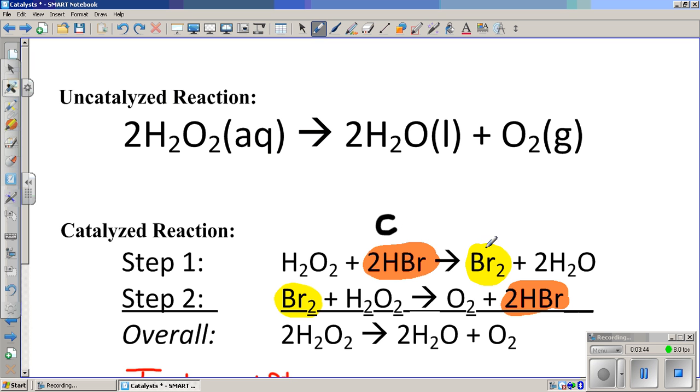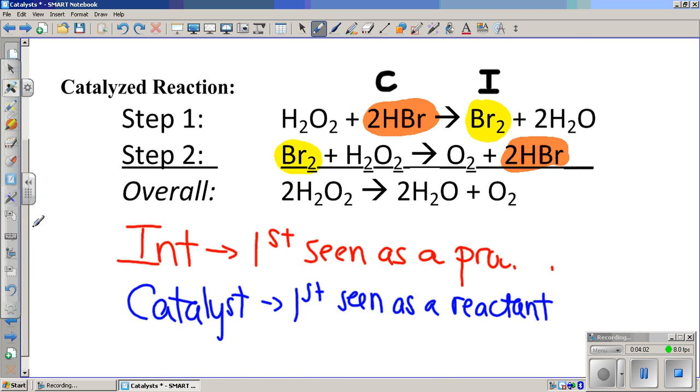Now there's also this Br2 here. We see the Br2 gets canceled, but it's not a catalyst. We already learned that this Br2 is an intermediate. Intermediates are produced during the reaction and then consumed again later on in the reaction. Remember, like our cookie dough. And so if you write this down, an intermediate is something that's first seen as a product. That should say product there.